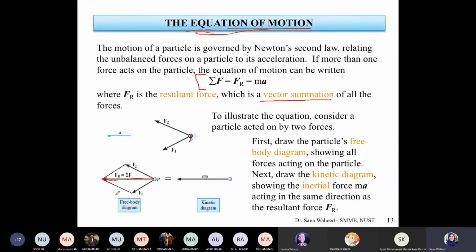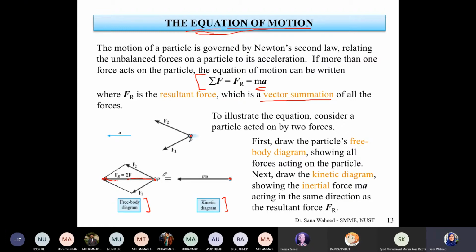So this is F2 plus F1 to get the resultant force Fr. And now this diagram, which shows all of the forces acting on the particle, is known as the free body diagram of the particle, right? So that's how we represent the left-hand side. But then to represent the right-hand side, the MA part, we draw out something known as the kinetic diagram. And the kinetic diagram basically just has one arrow on the particle acting in the direction of the resultant force, but actually represented as MA.